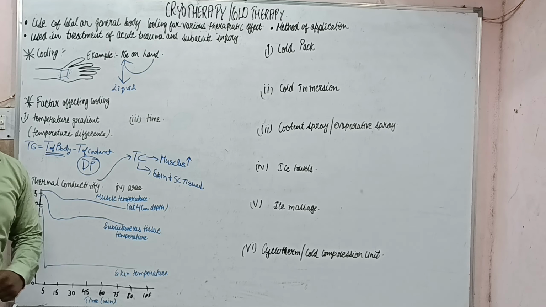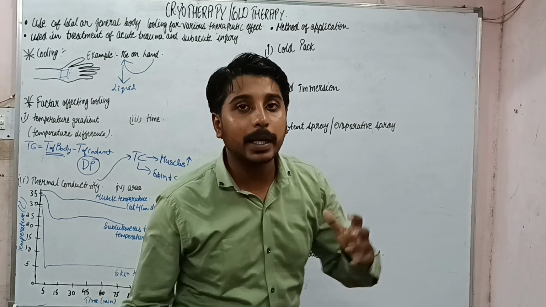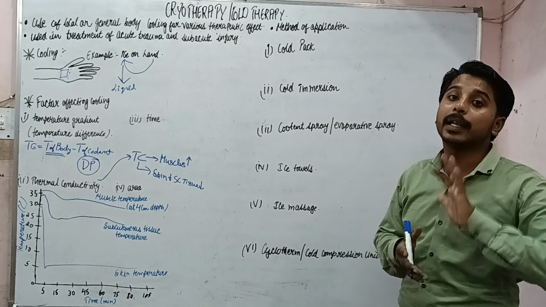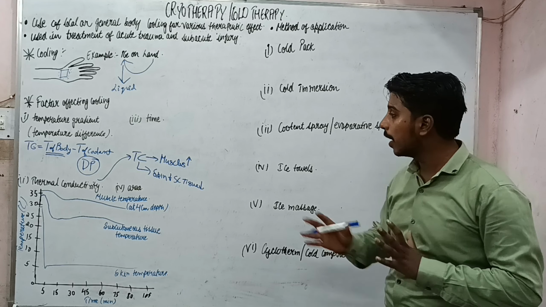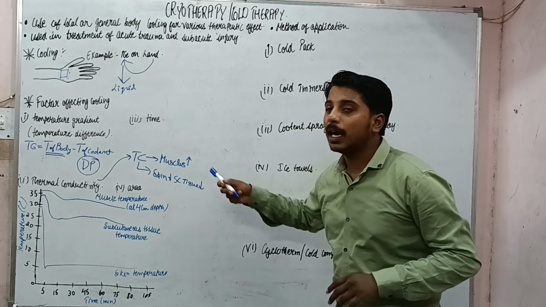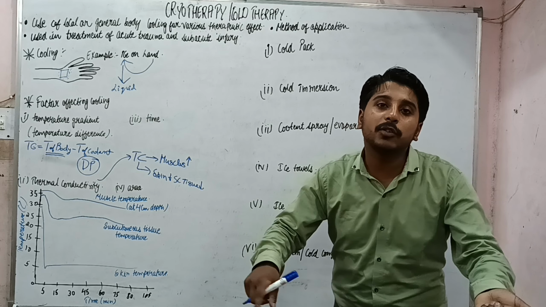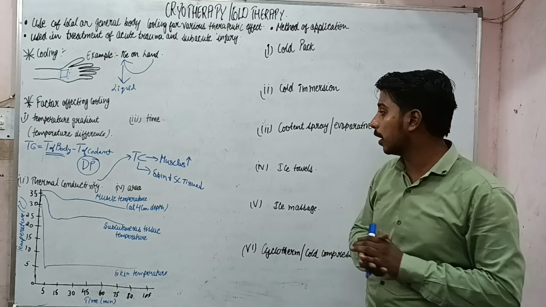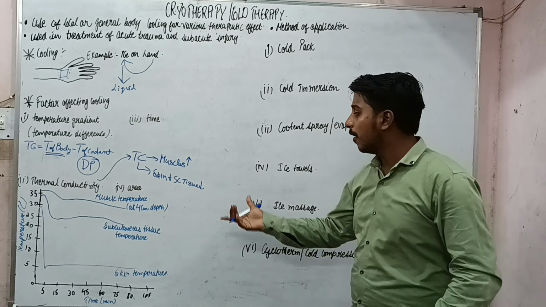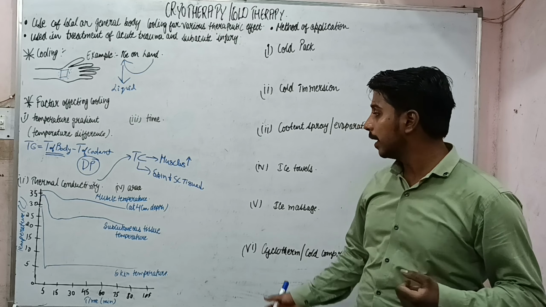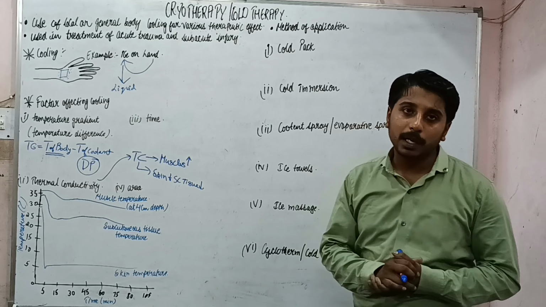Now what is thermal conductivity? That is also important. It is the ability of the tissue to transfer heat or cooling. Okay, so transferring ability is more in muscles because it has a lot of water in it. So thermal conductivity is high in those tissues which have a lot of water content, that is muscles, while less in the tissues which have less water content, that is skin and subcutaneous tissue.